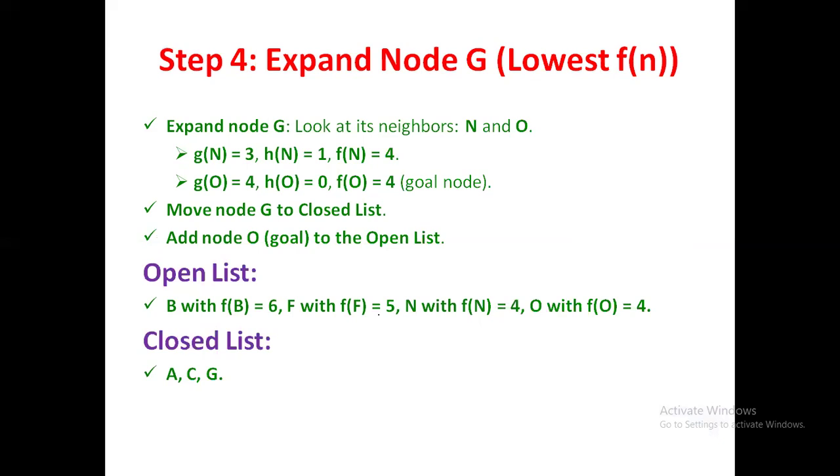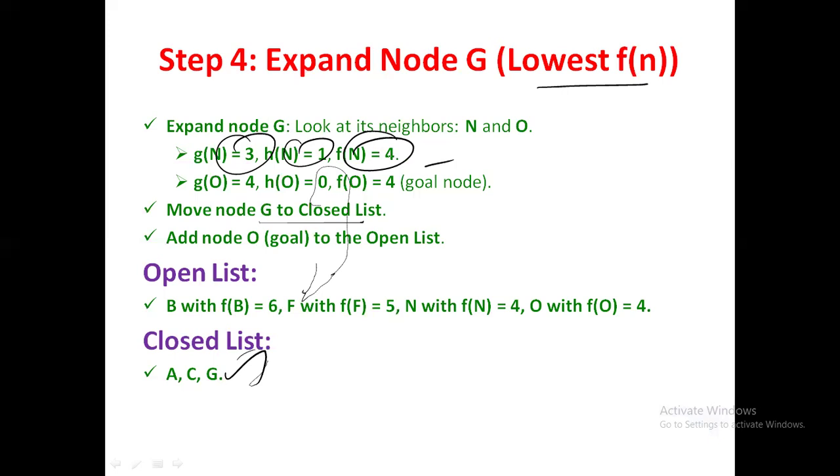So in this case, what will happen? The node with the lowest f(n) is expanded. Node G is expanded next as it has the lowest f(n) value in the open list. Its neighbors N and O are evaluated. The cost to reach N is g(n). Here g(n) is equal to 3, h(n) is equal to 1, so f(n) is equal to 4. So we are getting 4.